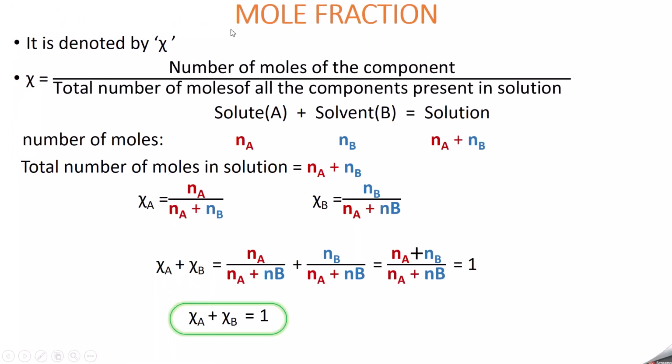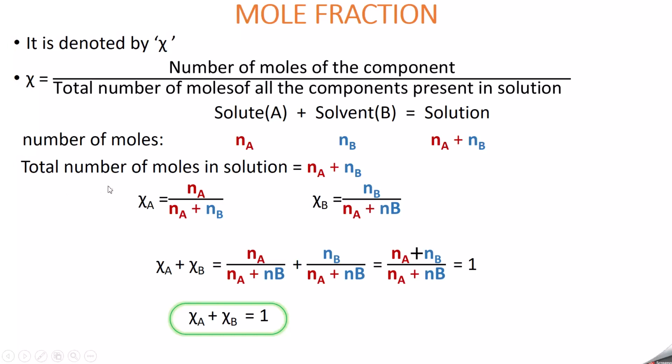Then we have mole fraction. Mole fraction is denoted by the letter psi. It is equal to the number of moles of the component divided by the total number of moles of all the components present in the solution. The solution is made up of solute and solvent. Solute you denote as A, solvent as B. Solute A mixed with solvent B forms the solution. Take the number of moles of solute as Na and the number of moles of solvent as Nb. So the total number of moles of solution is Na plus Nb.